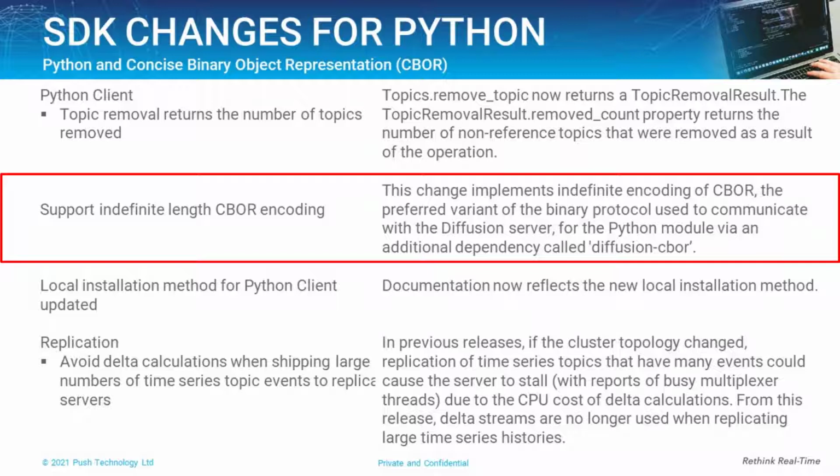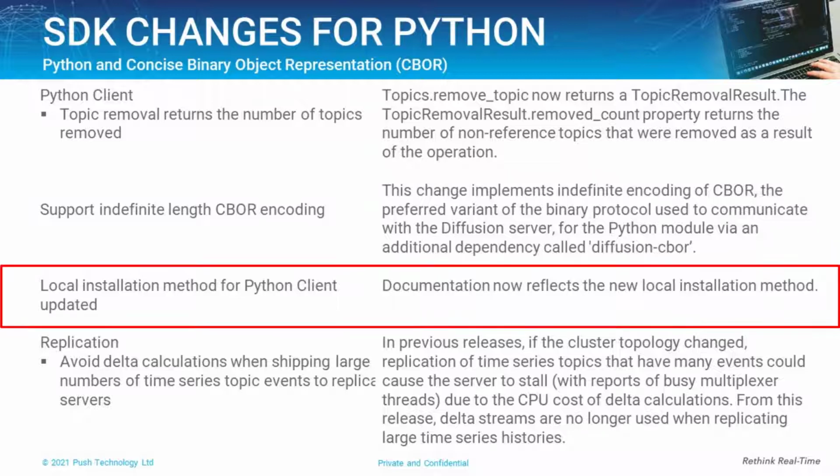Diffusion has a preferred binary encoding method to communicate with the Diffusion server, known as Concise Binary Object Representation, or CBOR, which has been enhanced in the latest release to support indefinite-length CBOR encoding. Updates have been made to the local installation method for Python clients.